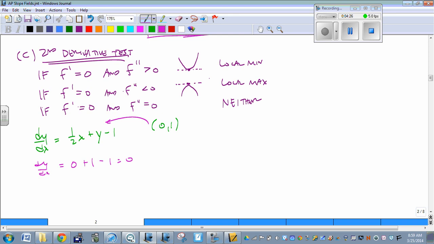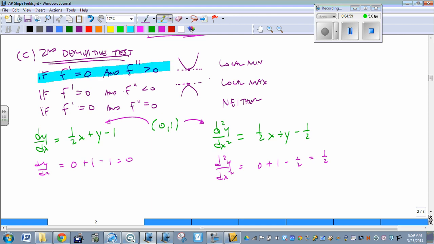The next thing we need to do is figure out that second derivative. And that was 1/2 x plus y minus 1/2. So we're going to put that 0, 1, that point in here. So we get 0 plus 1 minus 1/2. We get a positive 1/2. So our derivative is 0. Second derivative is greater than 0. That means we have a local minimum.